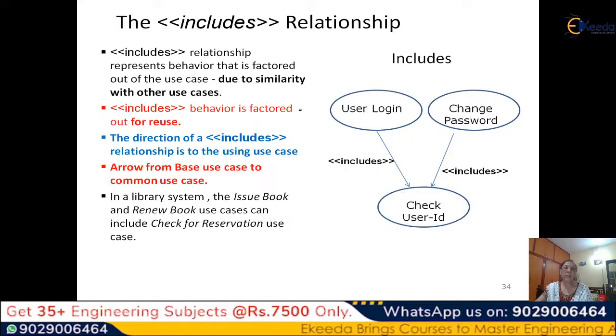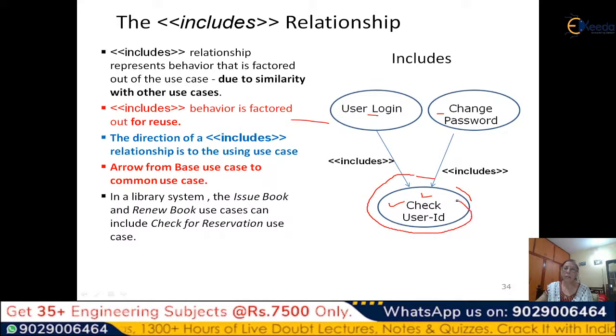Then we have the third one, which is the includes relationship. In the includes relationship, what we do is there are multiple bigger use cases which have certain common things. So when we analyze this use case, we find that checking of the user ID is part of the user login. Similarly, changing password also we need a checking of the user ID. So what we can do, we can factor out this one from these two, take it out, so that this one will become lighter and this one also will become lighter, and this will be common, and this use case can be included in each of these.